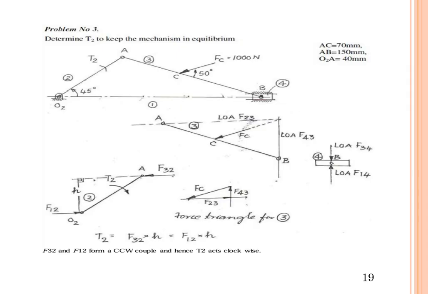So here the torque T2 is equal to F3 of 2 into h, which is also equal to F1 of 2 into h; both we can take. By taking a suitable scale, once it is constructed and calculated, you'll be able to know the forces acting on that, and you'll be able to compute the value. Here F3 of 2 and F1 of 2 form a counterclockwise couple, and T2 acts in the clockwise direction.